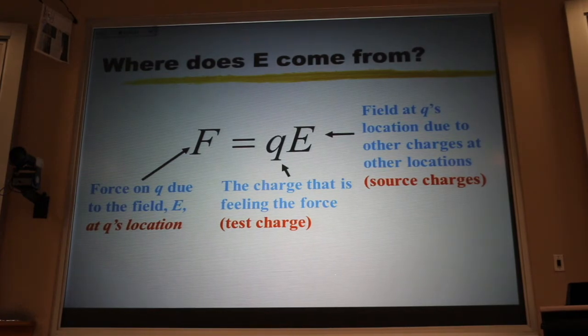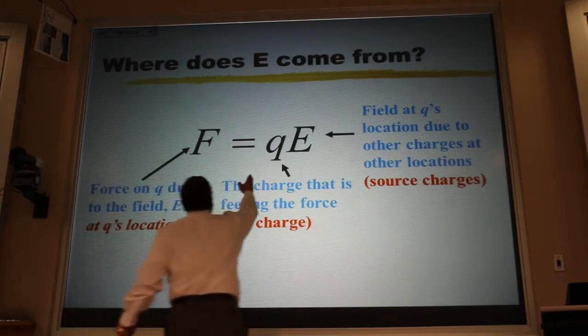Now, it turns out because of that 1 over r squared dependency, where twice as far away is 1/4 as strong, 3 times as far away is 1/9 as strong, you don't really have to worry about all the charges in the universe. You don't even really have to worry about the charges down the hall. Just the ones close by.